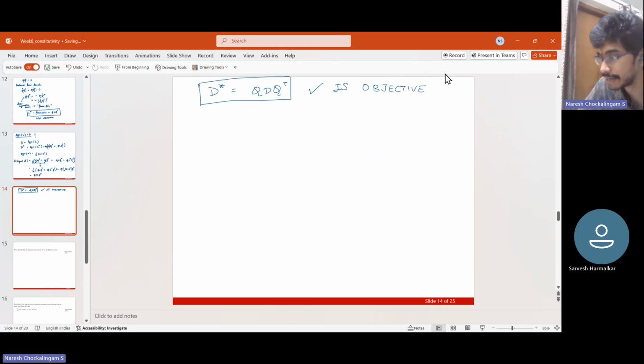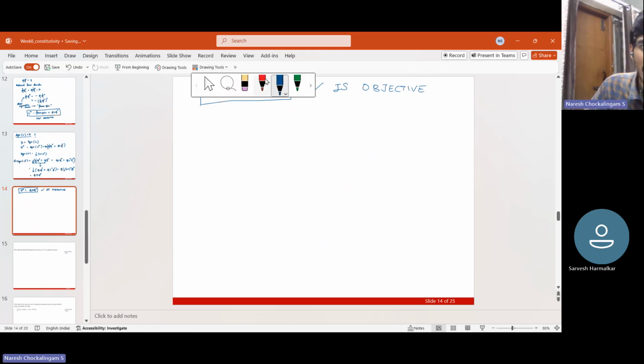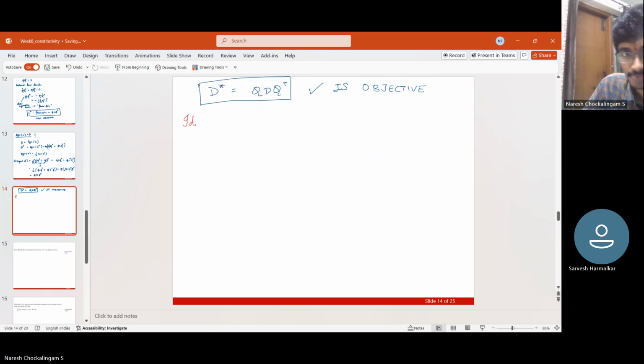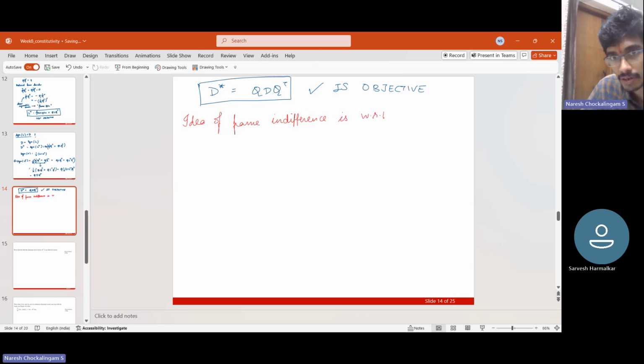Or it is actually frame indifferent. Now, frame indifference is always defined in the spatial coordinates. So the idea of frame indifference is with respect to transformations in the spatial body.